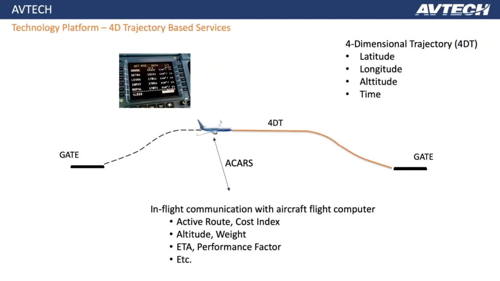Looking at the basics of everything, or the platform that we're basing all our services on, we have our 4D trajectory-based platform, which is really about communicating with the aircraft, retrieving the necessary parameters to build a four-dimensional flight trajectory. With this flight trajectory, we're able to combine with high resolution weather, really accurate weather, and provide safety improving and efficiency improving services. Some of the data that we retrieve from the aircraft is the active route, cost index, altitude, weight, ETA, and performance data. And all of this goes into live building a trajectory.